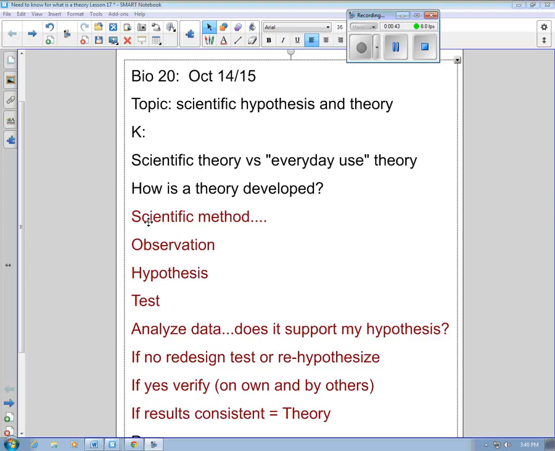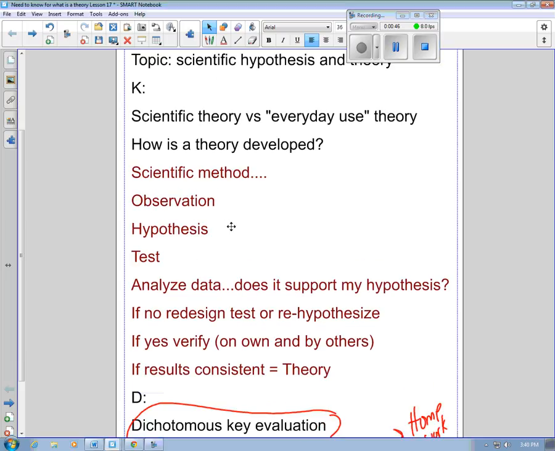You should be familiar with the scientific method, which involves observation, hypothesis, testing, analyzing data, and then asking the question, does it support my hypothesis? If no, maybe the test needs to be redesigned or the hypothesis needs to be reworked. If yes, then verification needs to take place. So the scientist would do the experiment over and over again in different ways to see if the results were consistent, and other people would also do that. And if the results are consistent for long periods of time, they then may be turned into a theory.